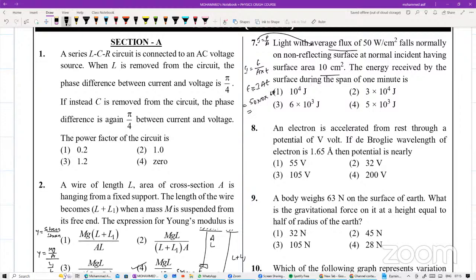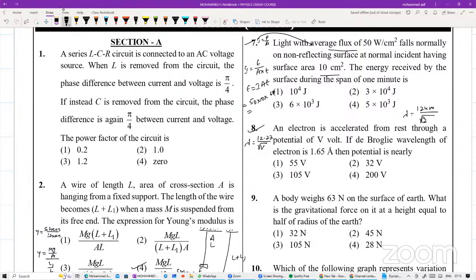Question number 8. An electron is accelerated from rest through a potential of V volts. If the de Broglie wavelength of the electron is A, you can also do this, beta. The de Broglie wavelength in terms of potential is given. Do you remember the formula? Lambda is equal to 12.27 divided by root of V. Direct shortcut formula in terms of potential. If you don't remember this, you should have remembered the formula: lambda is equal to 12400 divided by under root of 2m into K. You should have remembered this relation.